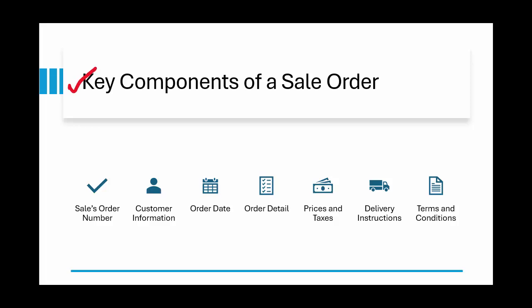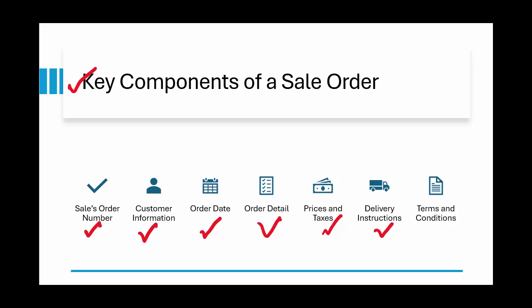Key components of a sales order. 1. Sales order number, a unique identifier for each sales order. 2. Customer information, includes the customer's name, contact details, and sometimes address for delivery. 3. Order date, the date the customer placed the order. 4. Order details, describes what the customer is buying: product name, model or SKU, quantity, and any options or customizations. 5. Pricing and taxes, lists the unit price, subtotal, any discounts, tax amounts, and total cost.